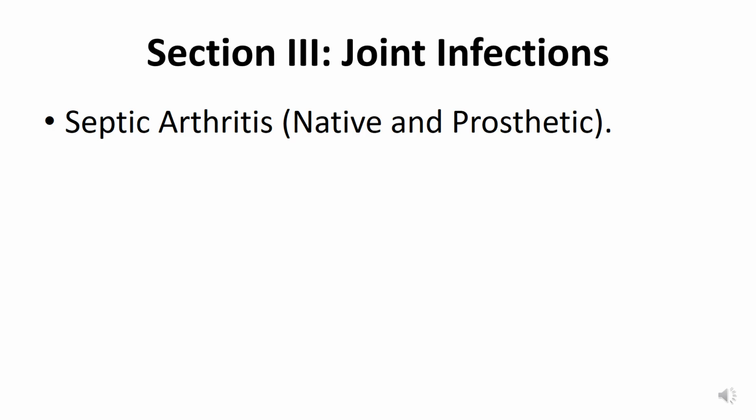Large joints are most frequently involved. The knee is the classic site, followed by the hip, shoulder, ankle, and wrist. In children, septic arthritis of the hip is particularly concerning because delayed treatment can result in long-term disability and growth disturbances. Prosthetic joint infections present a different challenge.